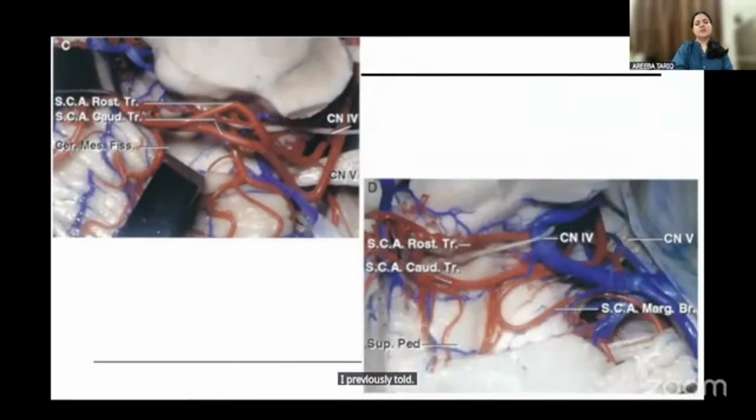Some variation showing the SCA into rostral and caudal loop, and this is something which we are going to deal with later, the vein which is associated with it.